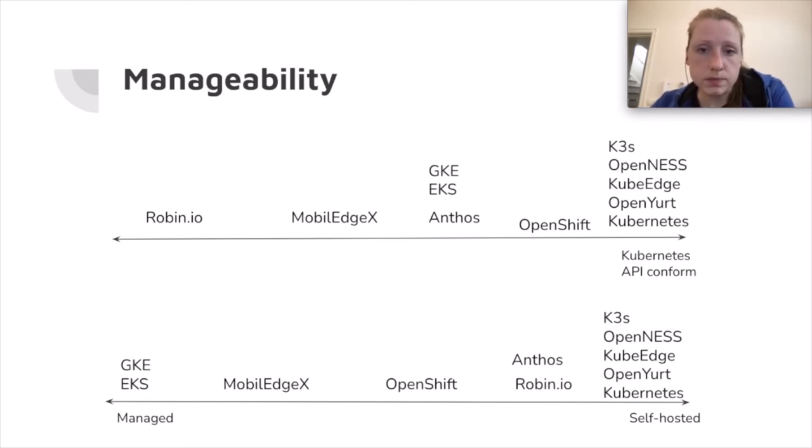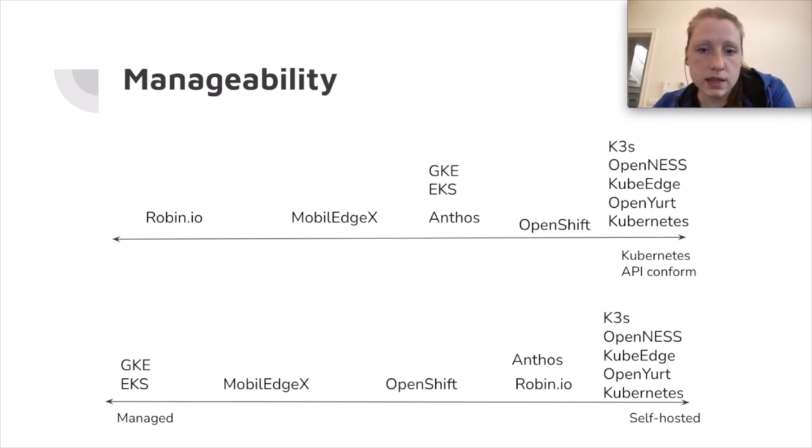MobileEdgeX is fairly Kubernetes API conformant, but also adds some workload connectivity requirements for their SDK. GKE and EKS are very conformant on the workload side, but you won't be able to do a lot of things with the control plane that you might be able to change with all the completely open source versions on the right.